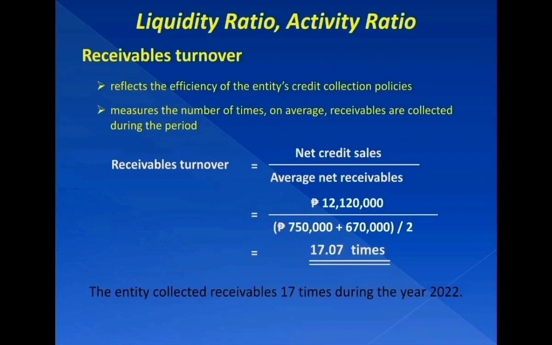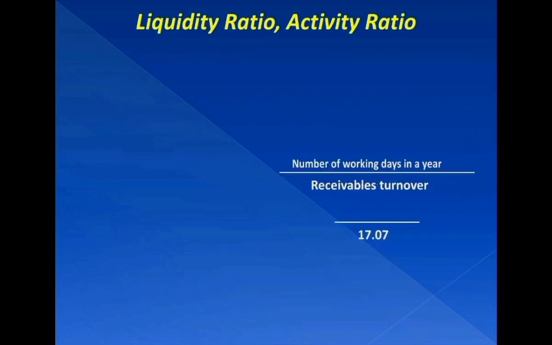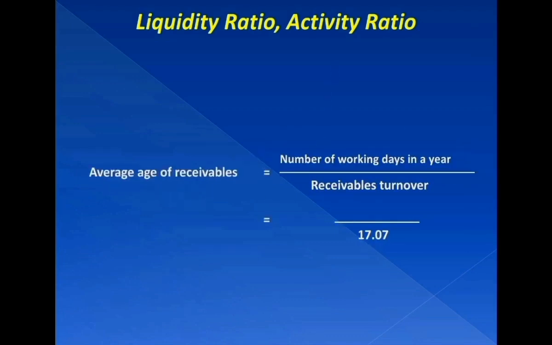Receivables turnover of 17.07 times. Using this ratio now to divide the number of working days in a year, we get the average age of receivables. Assuming 360 working days in a year, the average age of receivables is 21 days.